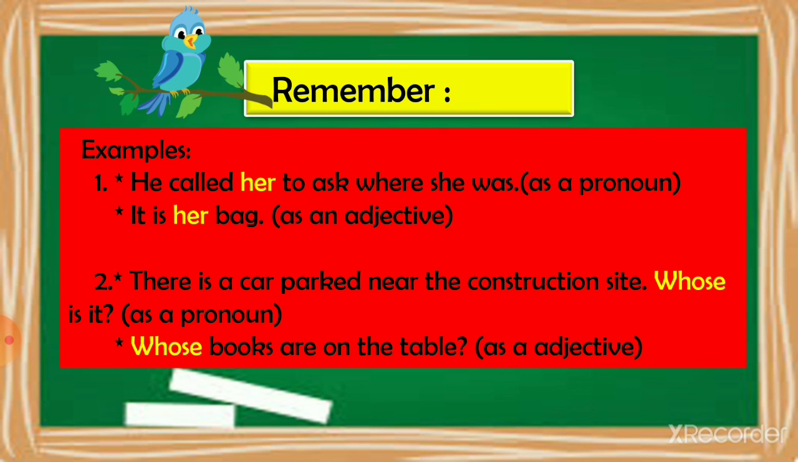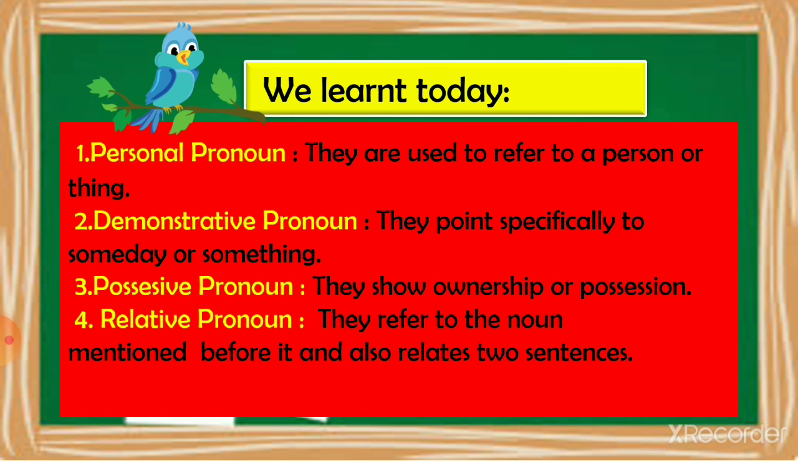Whose books are on the table. Here whose is followed by a noun. That means it is used as an adjective, right? So this is how you can find out whether the given word is used as a pronoun or as an adjective in a sentence. So we learned today personal pronouns.